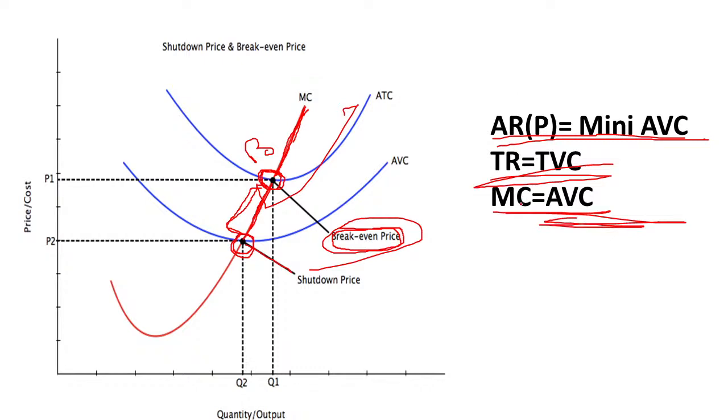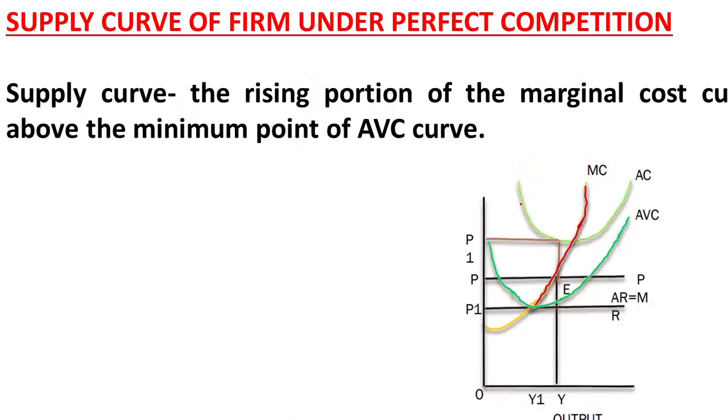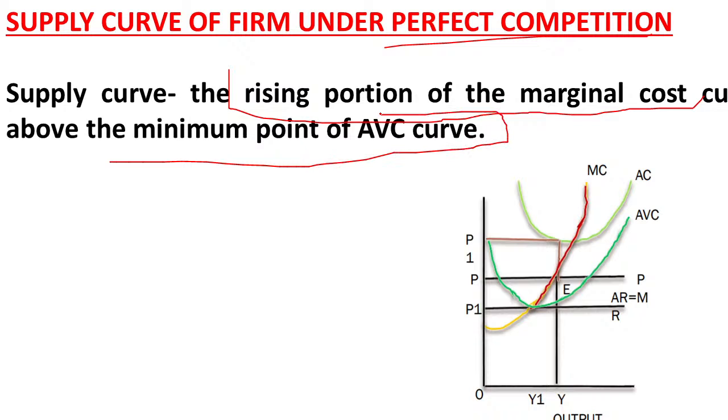Please remember it. So next let us study one more small topic here, the supply curve of a firm under a perfect competition market. The supply curve is the rising portion of the marginal cost curve above the minimum point of the average variable cost curve. So please remember, the supply curve of the firm is the rising portion of the marginal cost curve above the minimum point of the average variable cost curve.